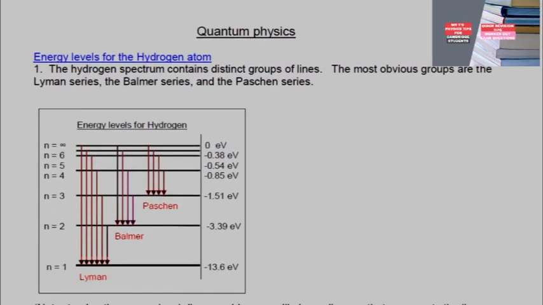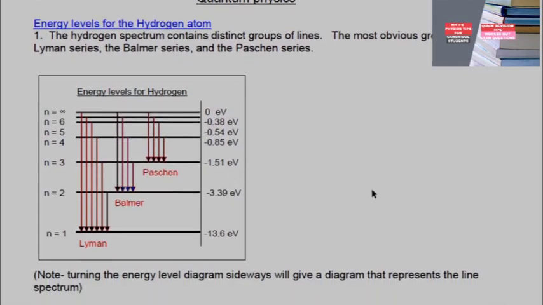Let's further clarify this by looking at the energy transitions of the electrons. We will look at hydrogen as an example. The hydrogen spectrum contains distinct groups of lines. The most obvious groups are the Lyman series, the Balmer series, and the Paschen series. Lyman is the first one that you see there, followed by Balmer, then Paschen, and then there's another that we are not going to talk about. We just talk about Lyman, Balmer, and Paschen series.